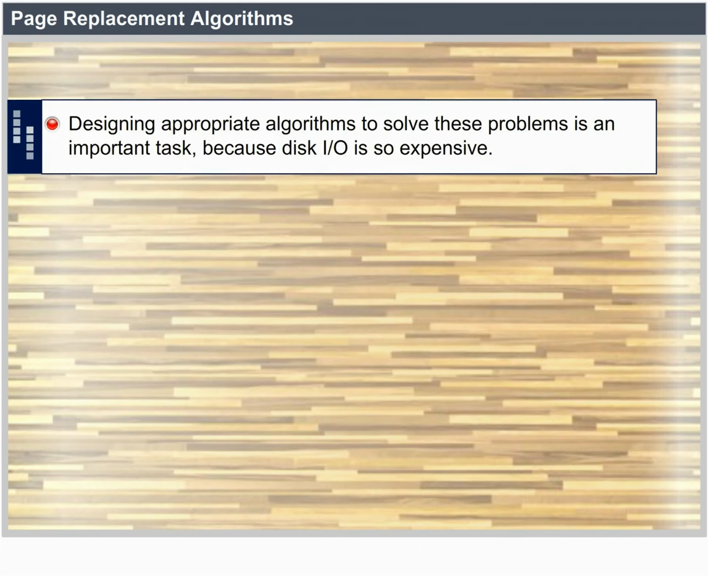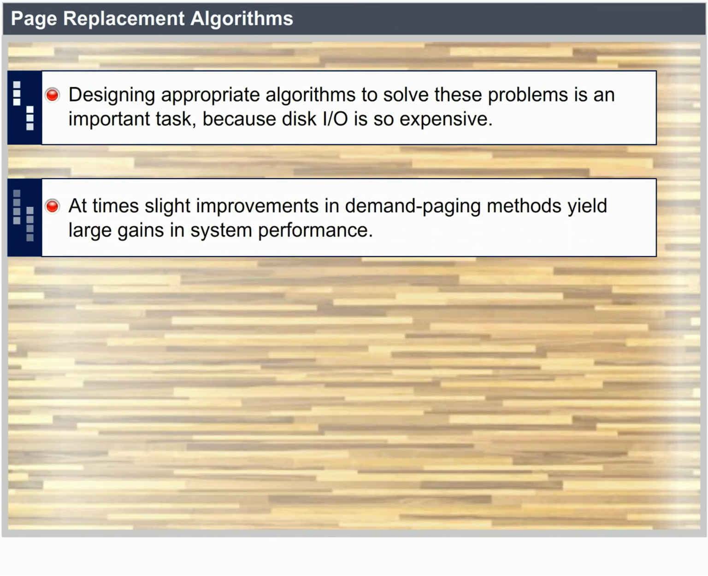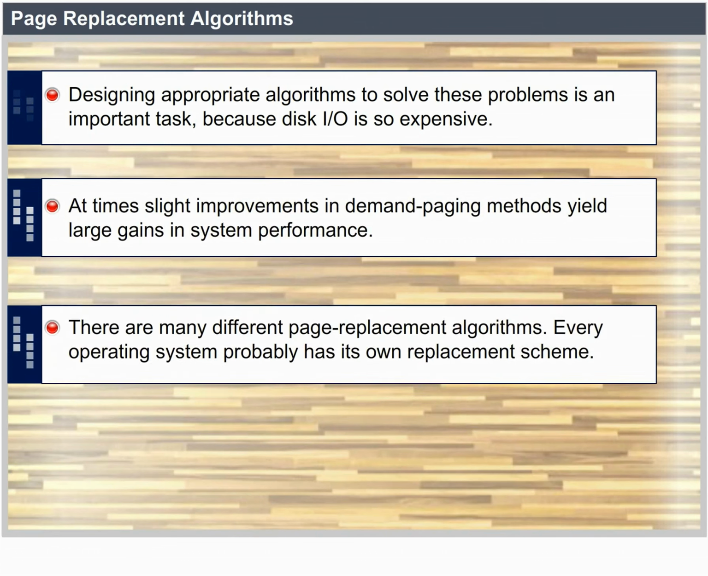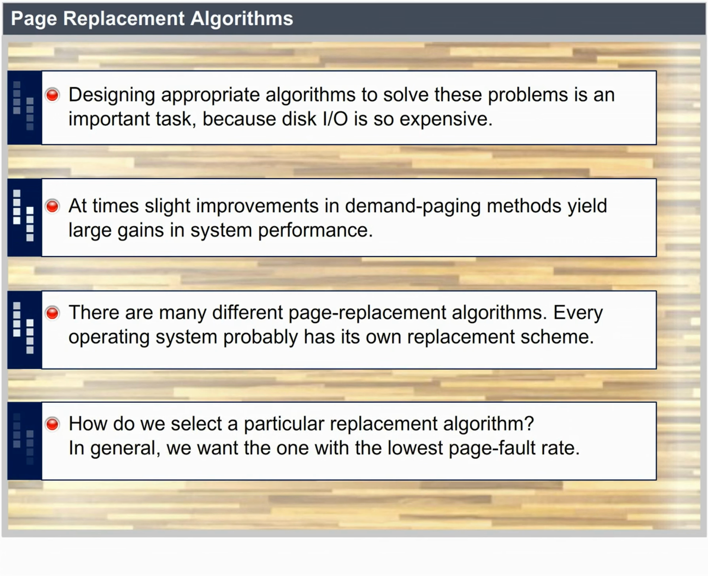Designing appropriate algorithms to solve these problems is an important task because disk input-output is so expensive. Even slight improvements in demand paging methods yield large gains in system performance. There are many different page replacement algorithms. Every operating system probably has its own replacement scheme. How do we select a particular replacement algorithm? In general, we want the one with the lowest page fault rate.